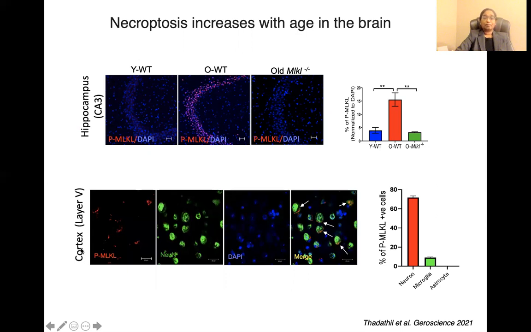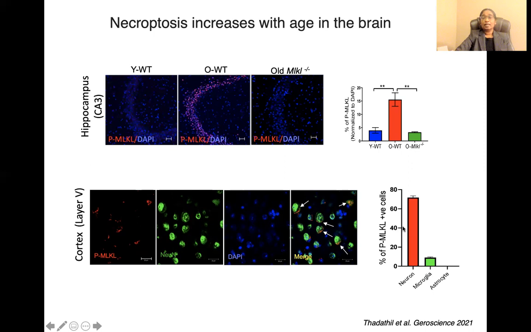So this is data from the cortex layer 5, where necroptosis is also increased. The first panel is a staining for phospho-MLKL. The second panel is for Invinc, which is a marker of neurons. And we can see that there is increased colocalization in the neurons.